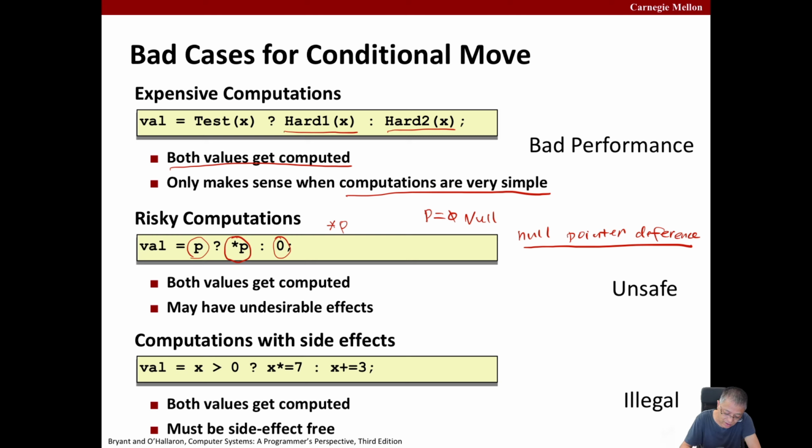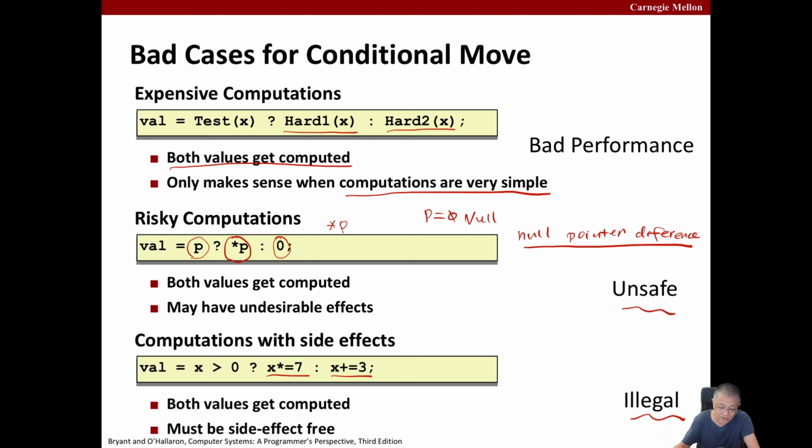Right, so there's also computation with side effects. This will cause unsafe or illegal computation. So the conditional move is not always used. Those three situations are ones where we cannot use conditional move.